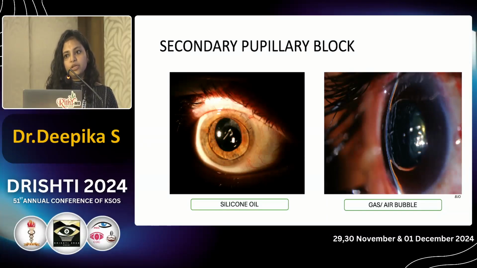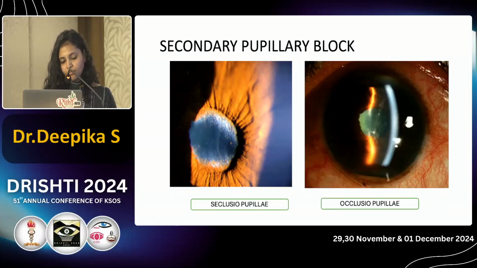Even a gas bubble, C3F8 or SF6, can block the pupil, and even a small air bubble left after uneventful cataract surgery can block the pupil and cause an acute rise in IOP in the post-op period. Causes in inflammation include seclusio pupillae, which is a 360-degree posterior synechia that causes iris bombe and high IOP. Occlusio pupillae is just a pupillary membrane, which again causes iris bombe and high IOP.